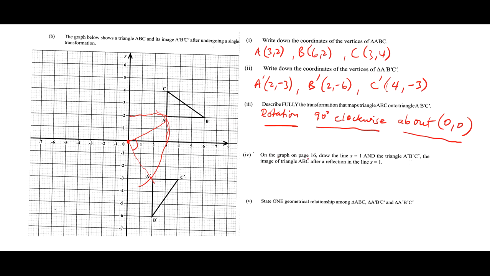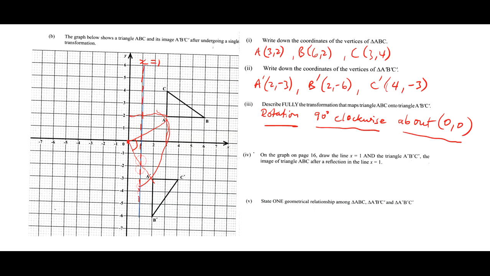Right, now in part 4, they said on the same graph, we draw the line x equal 1. Okay, let me see how I'm gonna do this. So the line x equal 1, where is that? Right. So we need to draw a vertical line coming on here. Right. So the line x equal 1 would be this line here, right?